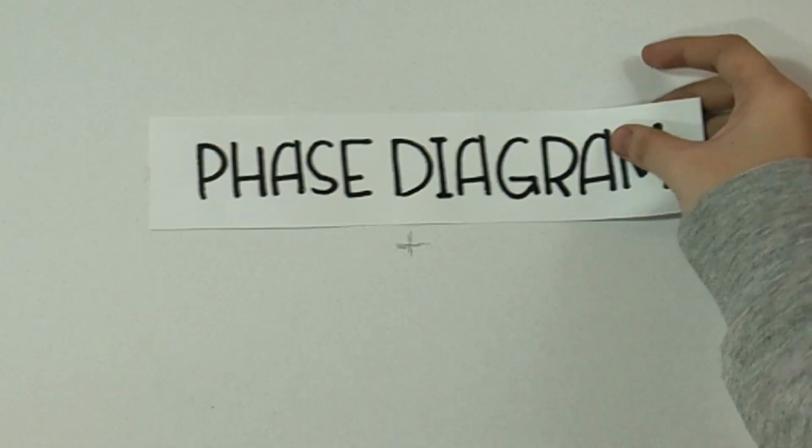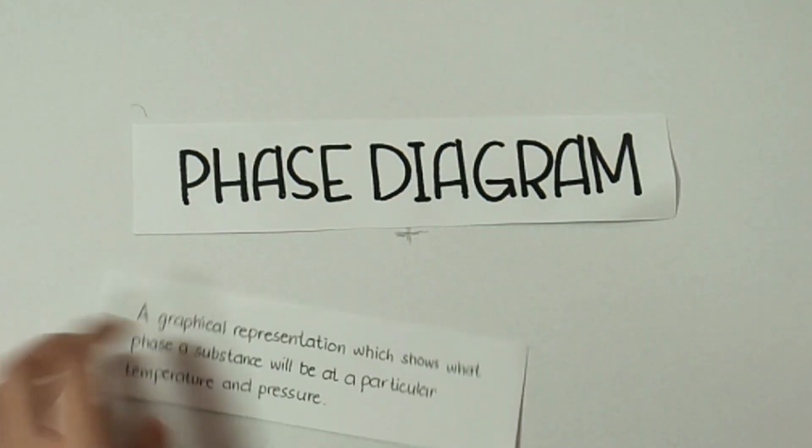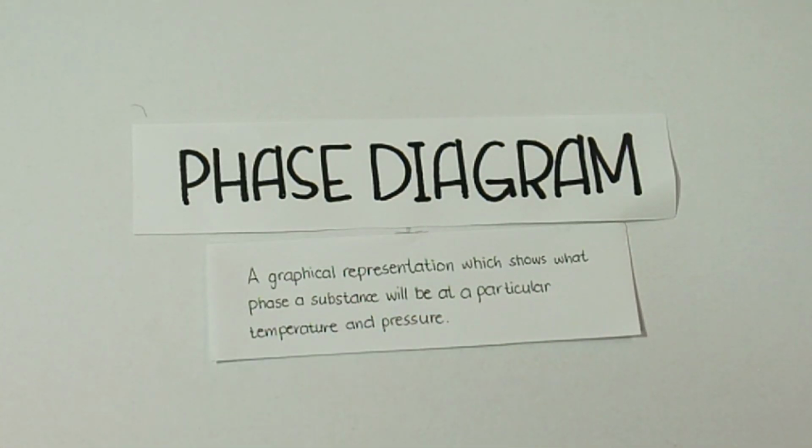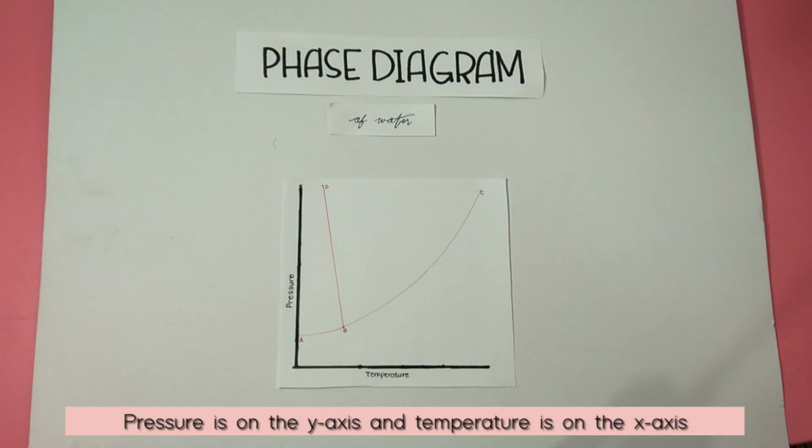Phase diagram of water. But before that, what is a phase diagram? A phase diagram is a graphical representation which shows what phase a substance will be in at a particular temperature and pressure. We can see that the pressure is placed on the y-axis. On the other hand, temperature is on the x-axis.